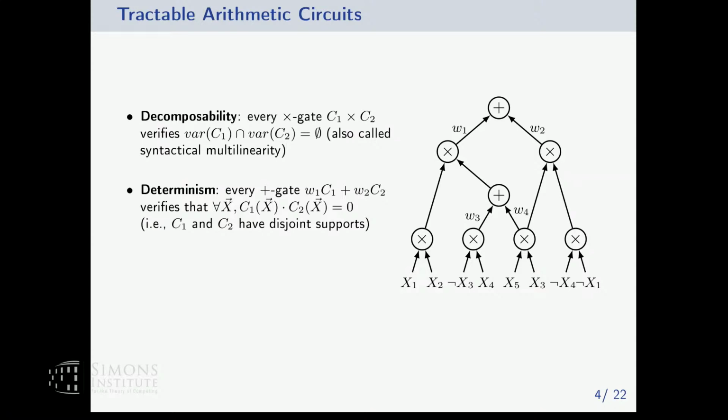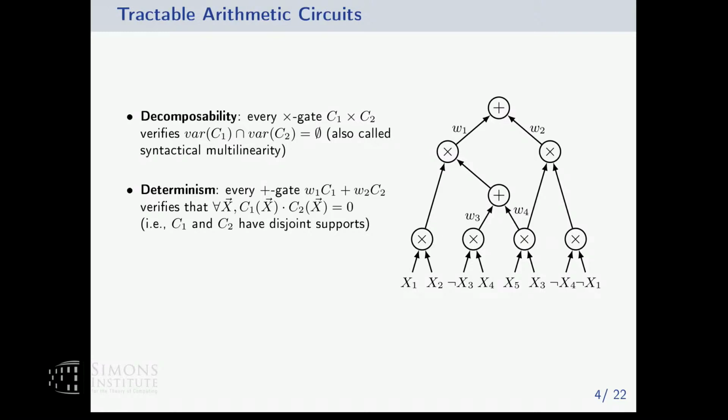And that one is a property on the plus gates. It's saying that whenever I have a plus gate that computes C1 plus C2, or a weighted sum, well, these circuits C1, C2, they have disjoint supports. Now, the support of a circuit is the set of truth assignments of its variables such that the circuit returns a non-zero value.